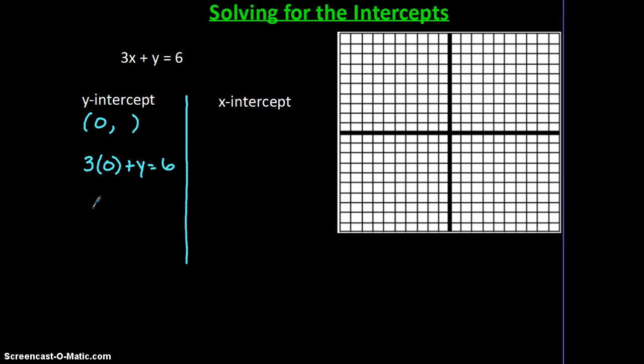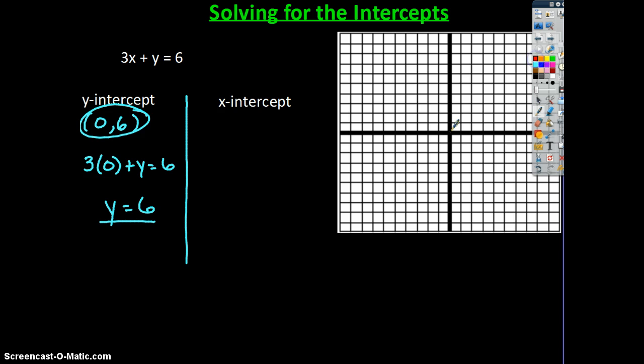And now I know 3 times 0 is obviously 0. Do I need to write the 0? Well, no, I can just write the y because I know y plus 0 is just y. And y equals 6. Oh, well, that's easy. I don't even have to divide or anything in here because this is 1y. It's equal to 6. Therefore, my y-intercept is 0, 6. So now I can come over and plot 0, 6. Right up here.